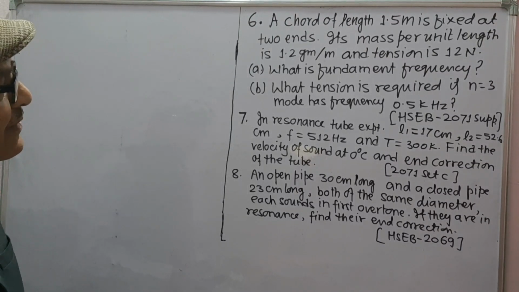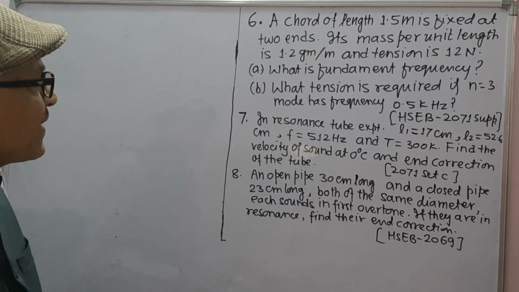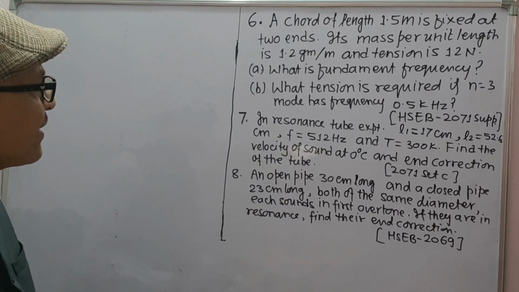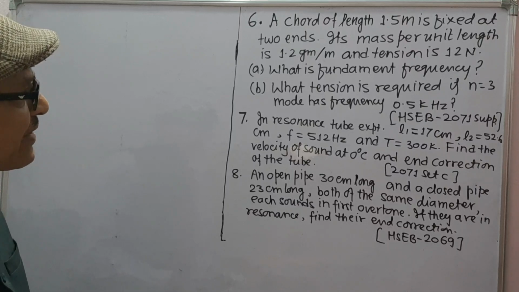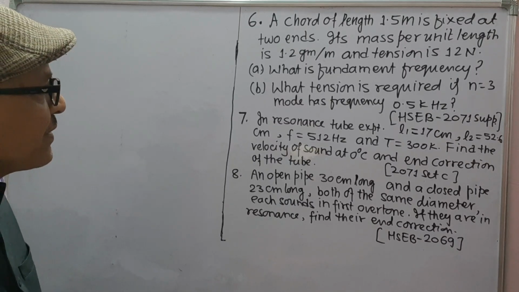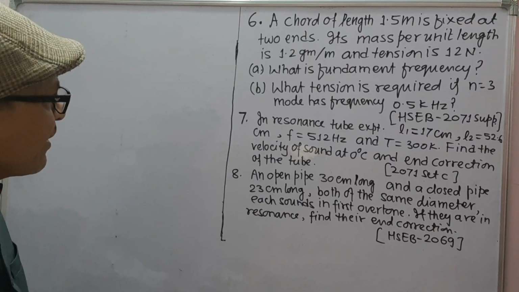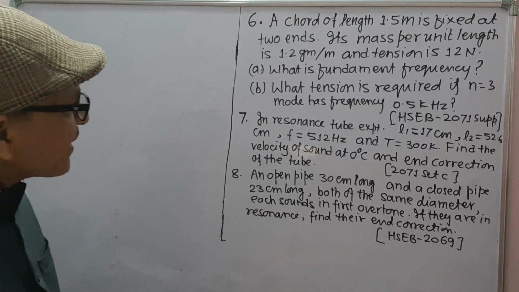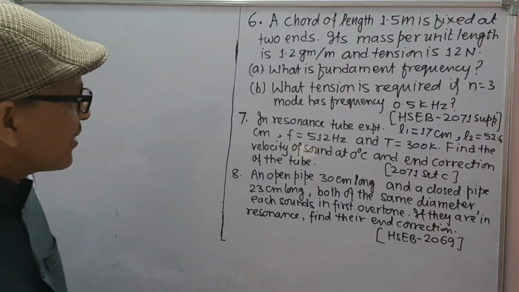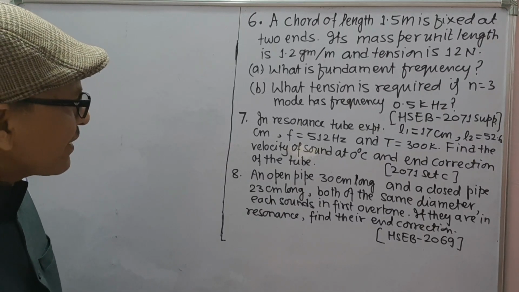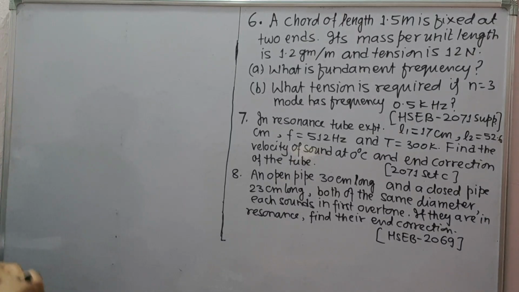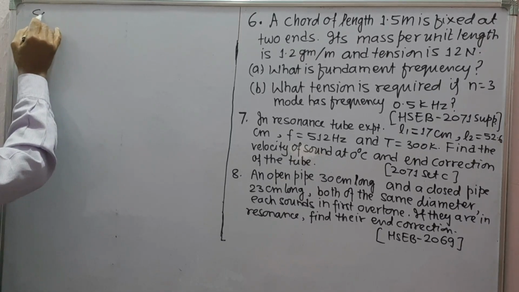Now question number 6. A cord of length 1.5 meter is fixed at 2 ends. Its mass per unit length is 1.2 gram per meter and the tension is 12 Newton. What is the fundamental frequency? Second, what tension is required if the third mode has frequency 0.5 kilohertz? Solution.